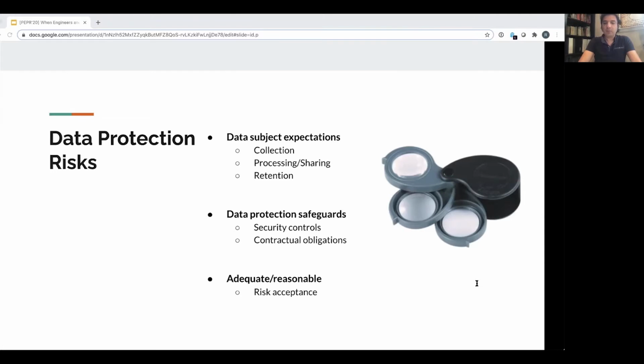And the controls must also be adequate and reasonable given the type of data and the purpose of use, implementing reasonable controls that correlate with reducing the data protection risks. You may need to do risk calibration or trade-off to prioritize the most important risk based on their associated legal consequences. But how exactly do you right-size your risk profile?